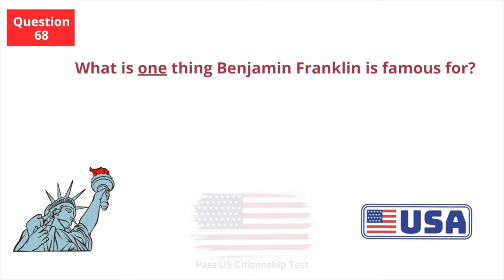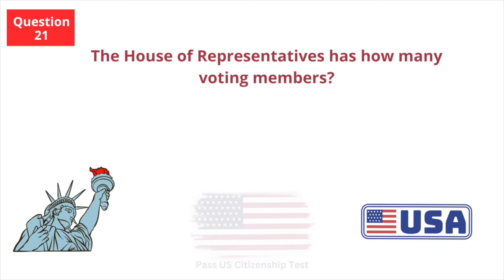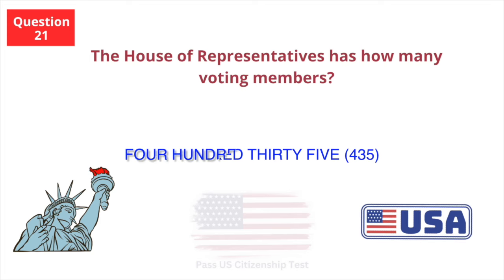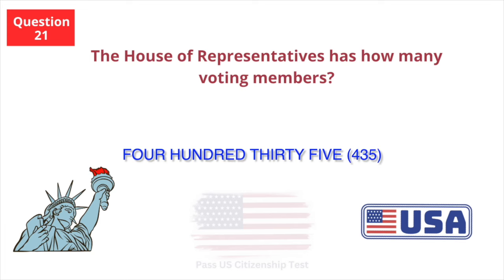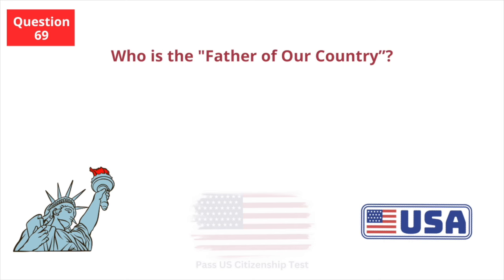What is one thing Benjamin Franklin is famous for? U.S. diplomat. The House of Representatives has how many voting members? 435. Who is the father of our country? George Washington.